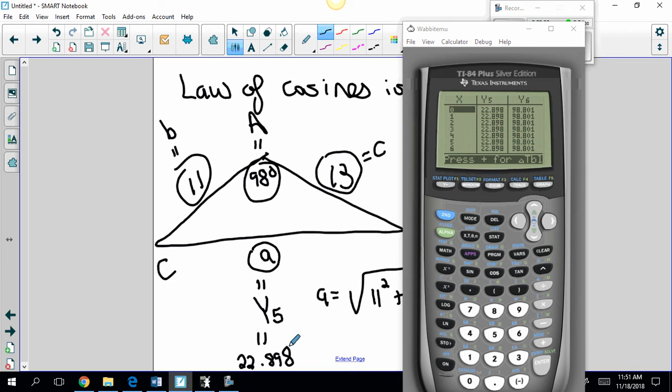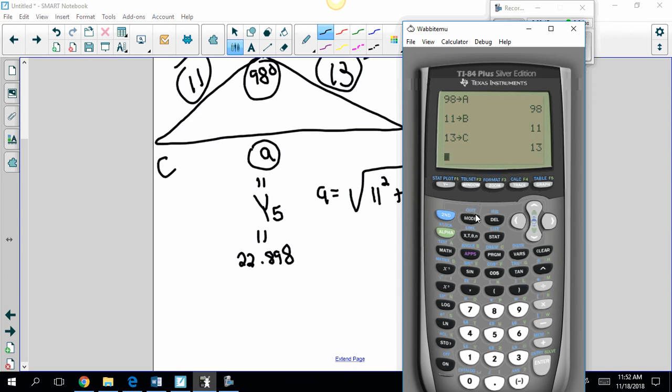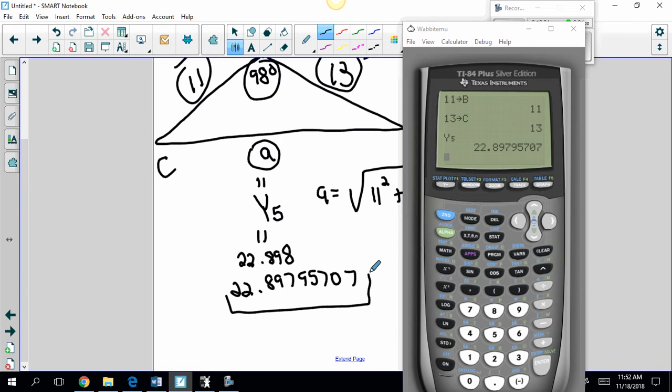Now, if you want to know more decimals, because we're limited here, what I do is I go Y-Vars, Function, Y5. I think I can just hit anything. Yeah, just hit Y5. And it's really 8979570.7, in case you need more decimals. Or just do it by hand.